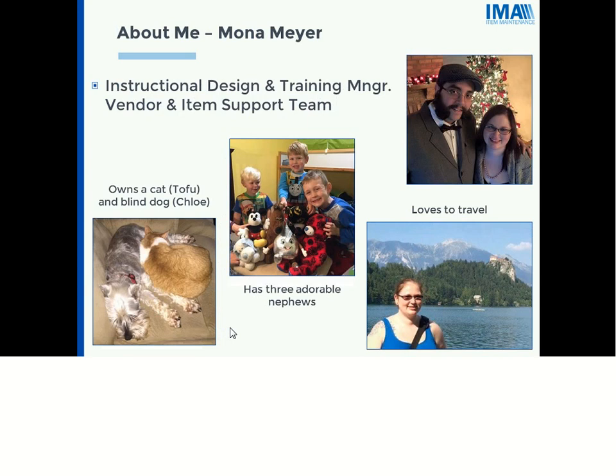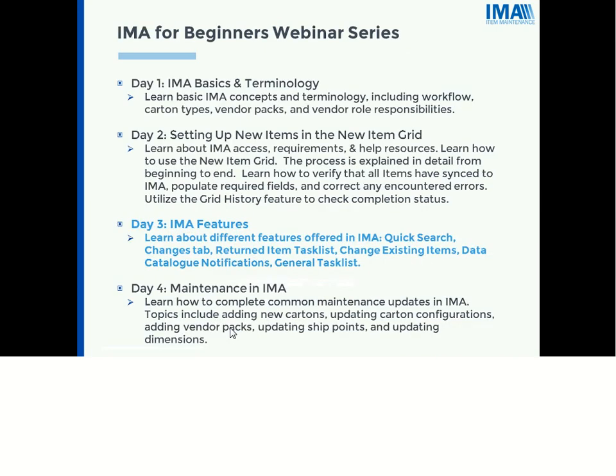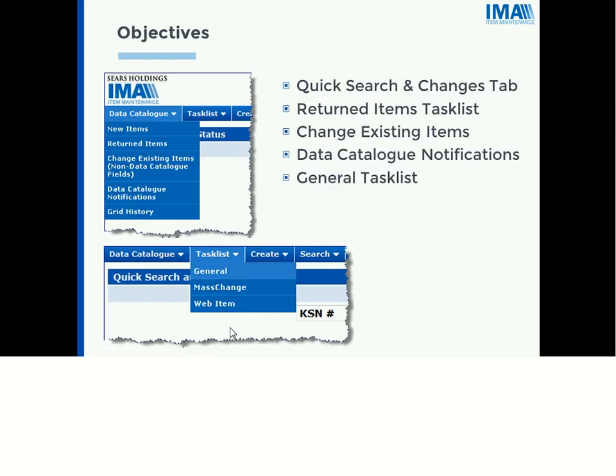If you haven't been with us the last 2 days, I'm Mona. I'm the Instructional Design and Training Manager with the Vendor and Item Support team. On Monday, we went over the basics and terminology. Yesterday, we went through setting up new items in the new item grid. And today, we are going to be discussing IMA features. We're going to cover Quick Search and Changes tab. We're also going to cover the Returned Items task list, Change Existing Items, Data Catalog Notifications, and General Task List.